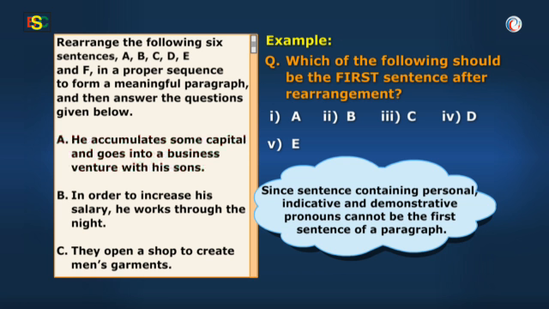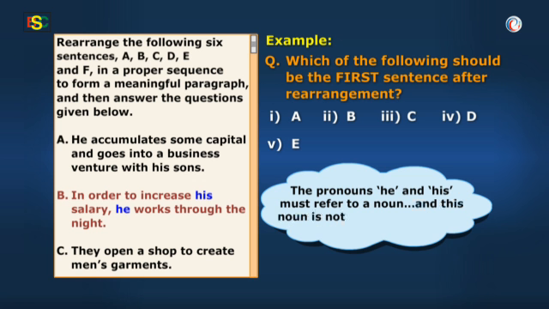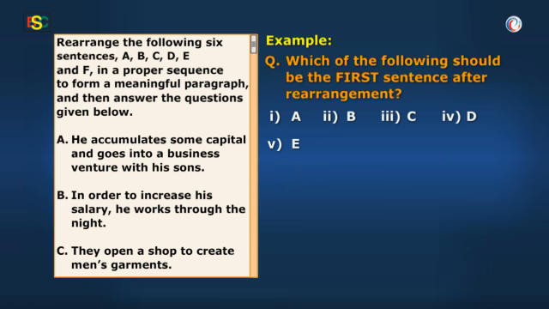Ma'am, on account of the same rule, sentence B too cannot be the first sentence. The pronouns he and his must refer to a noun, and this noun is not present in the same sentence. Thus, it is obvious that sentence B must be preceded by another sentence. Very good. Come to the next sentence.